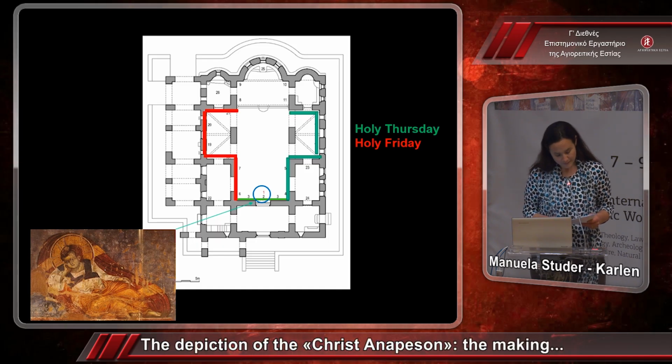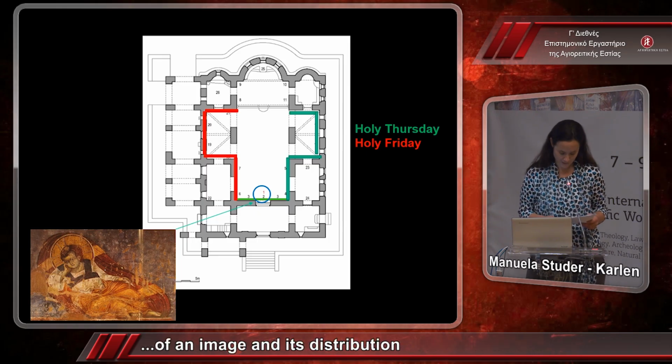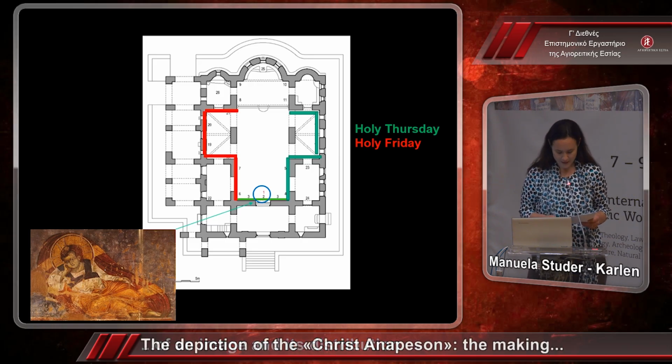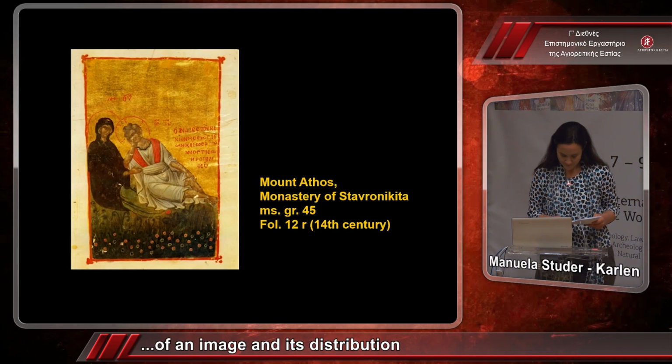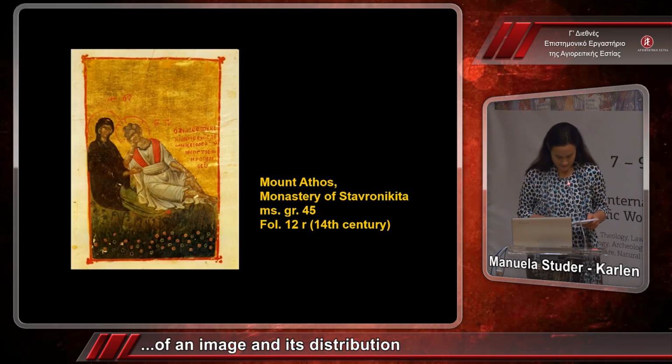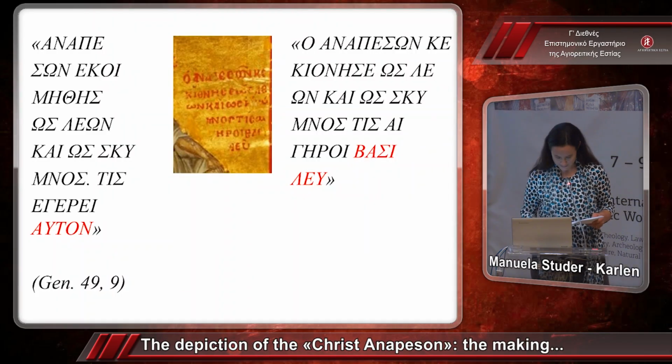Subsequently, the topic appears in Byzantine churches of the 14th and the 15th century, including three other examples on Mount Athos. Its place within the church is variable. The iconographic details, the added figures, and the inscriptions are changeable. In the Berende, inscriptions, for example, or on the Stavronikita manuscript, in addition to Genesis 49:9, we have the last word, Basileou, which is not part of the biblical verse.